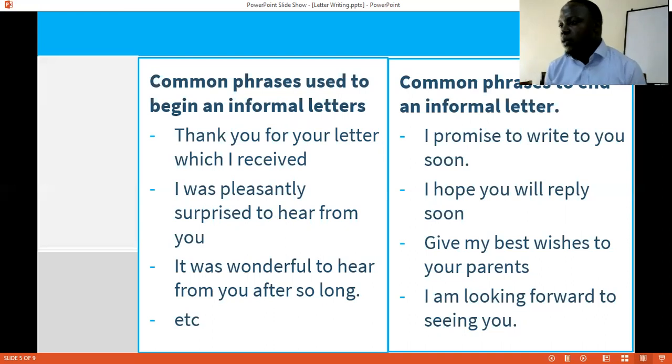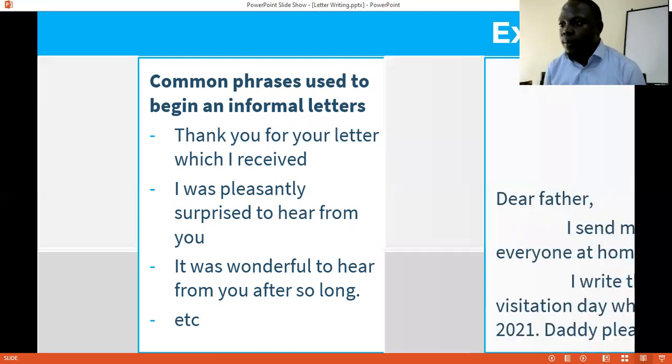So common phrases on how to end, you can use this. We shall apply this majorly when we have started the practical writing. They can help us to have a start. I promise to write to you soon. That is how you can end. You can have some of those. I hope you will reply soon. Give my best wishes to your parents. We shall see how to apply some of those towards the end as I give an example.